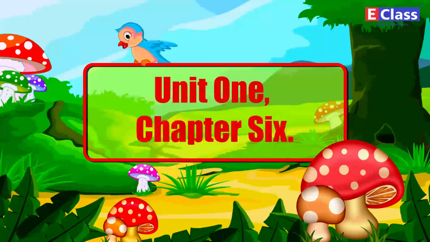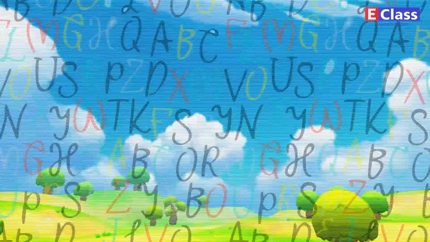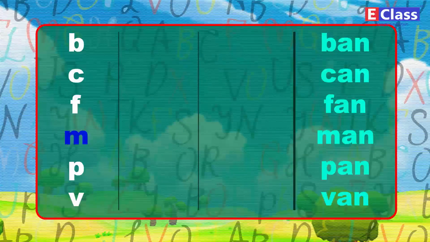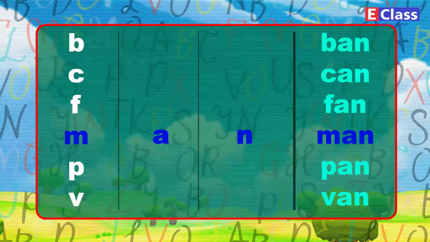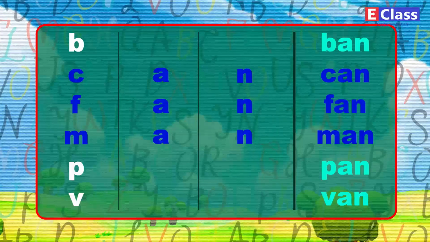Unit 1, Chapter 6. Make words. Look and learn. M-A-N, man. Say A-N, can. F-A-N, fan. Now complete the rest of the table.